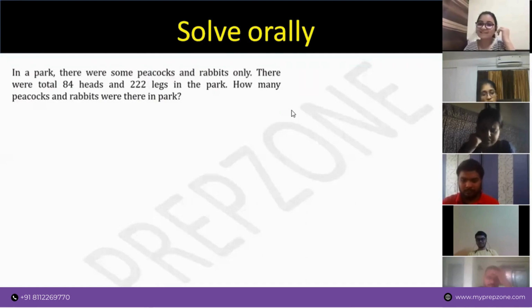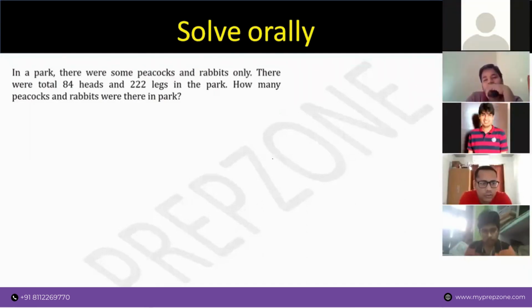Yeah, Ankur, go on. So then 84 peacocks. So then the total number of legs will be 168 in that case. Okay, but we have 222 legs. So the difference is 222 minus 168, which is 54. So we want 54. When we add one rabbit and remove one peacock, we have an incremental value of 2, right? Correct. Very good.